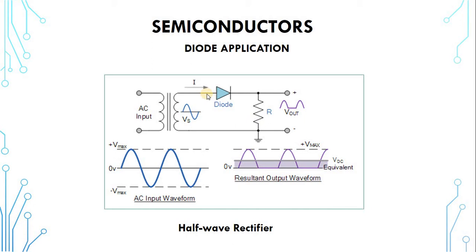Now, since the diode allows current to flow in only one direction, which means that if it sees positive here and negative here, it will conduct. But if it sees negative here and positive here, it will not conduct. So let's see what happens.